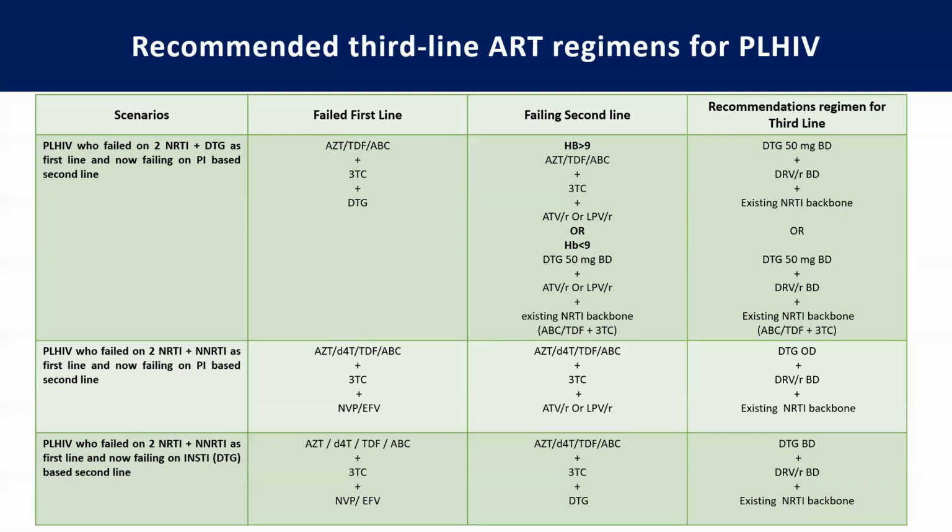Then the third scenario, PLHIV who failed on 2 NRTI plus NNRTI as first line and now failing on INSTI based, that is DTG based second line. So here the failing first line was any of the NRTIs plus lamivudine with nevirapine or efavirenz and the second line was NRTI backbone with DTG. For example, the patient was on first line TLE and the second line was ZLD. So in this case, the third line will be DTG 50 mg BD with DRVR BD with existing NRTI backbone. So here the patient was exposed to dolutegravir in the second line. And so in the third line, the DTG dose is BD.